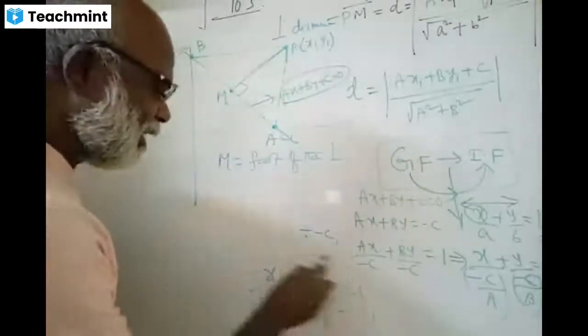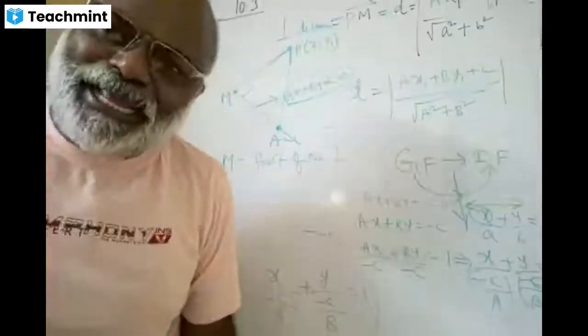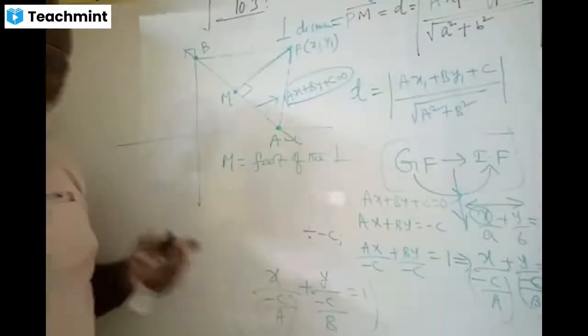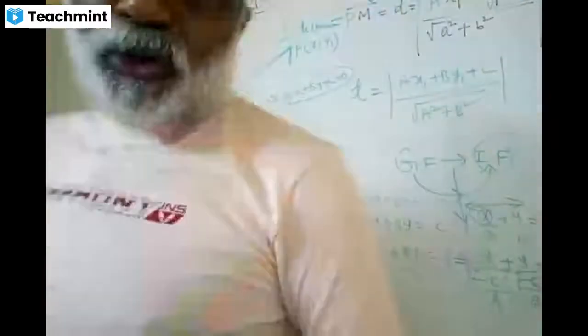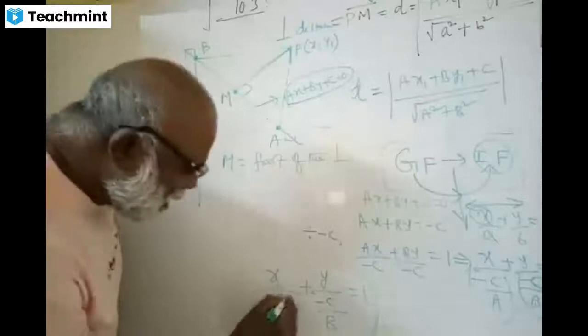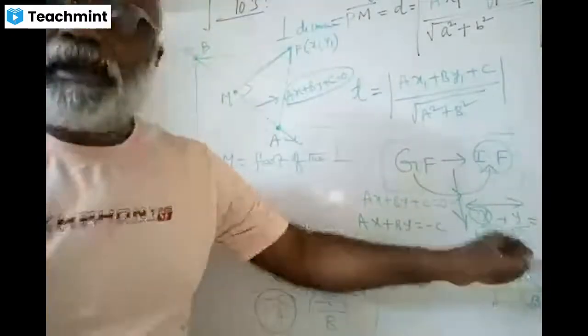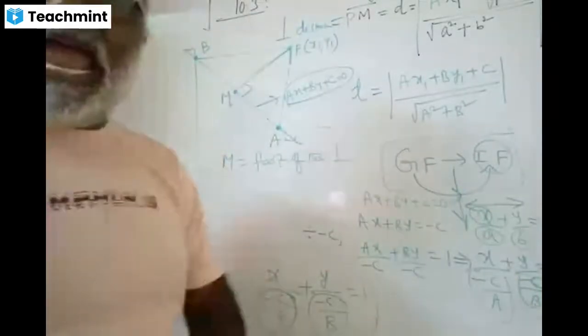x by minus c by a plus y by minus c by b is equal to 1. What do you mean by this? Sir, what is the purpose of doing this? Anybody? Who is forcing you to do this, from general form to intercept form? And now, what is this called? This a and b are called intercepts: x intercept and y intercept respectively. Right.